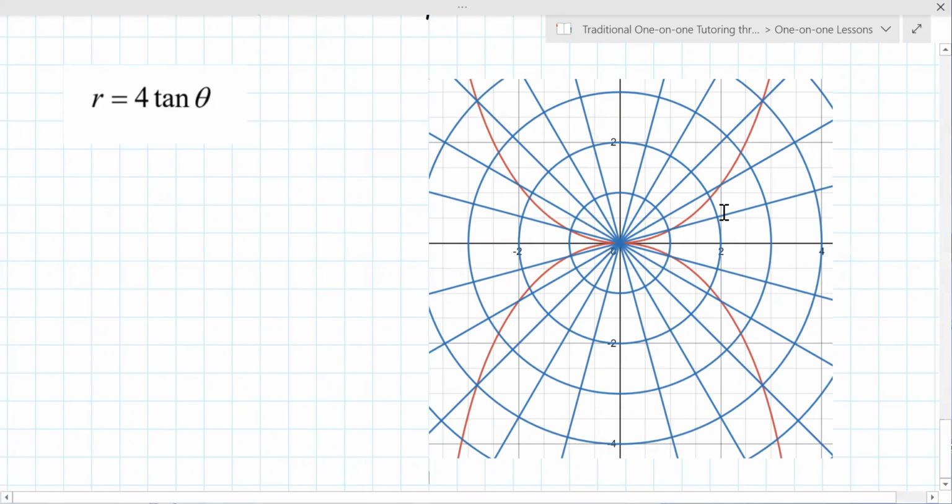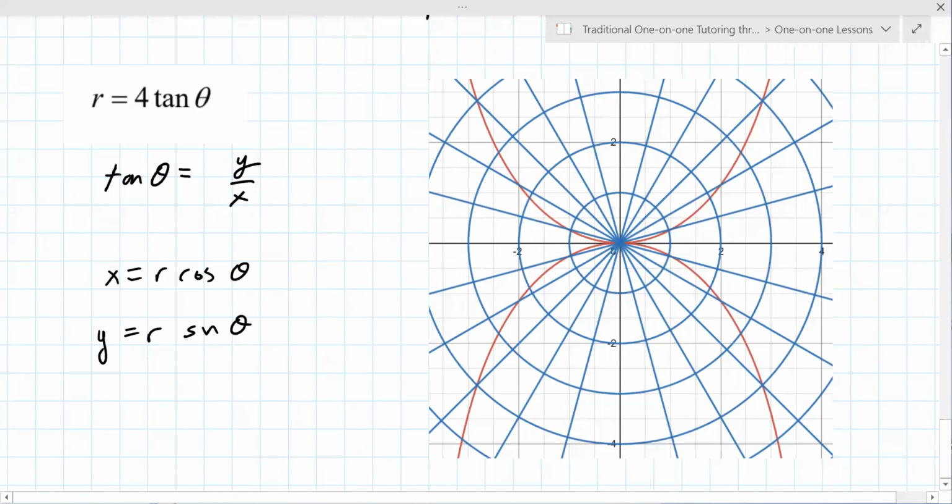This one isn't as obvious to me, like what it is. It's not like the other ones, which were truly circles. So I'm first reminded that tangent of theta is y over x. That could be useful. You can either go x equals r cosine theta, y equals r sine theta. We could go with either of those. Okay. Now, how do we want to do this?